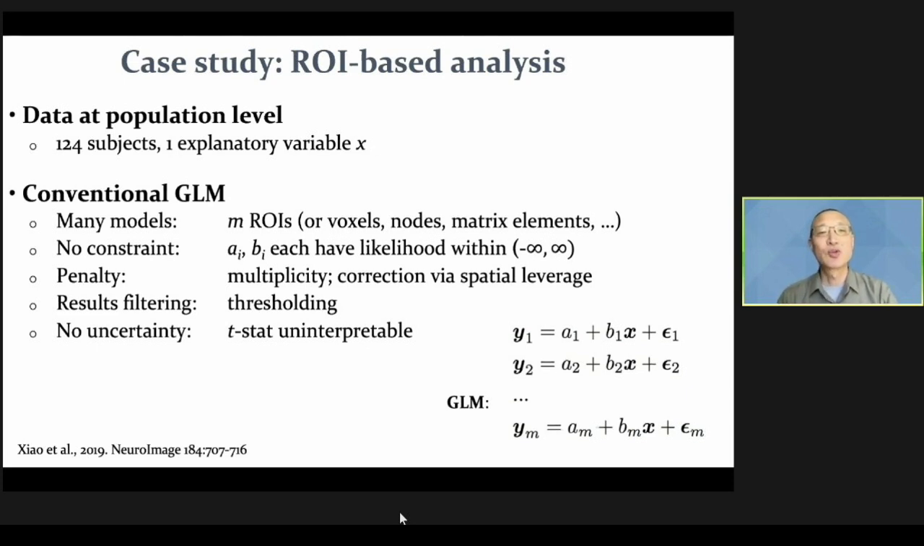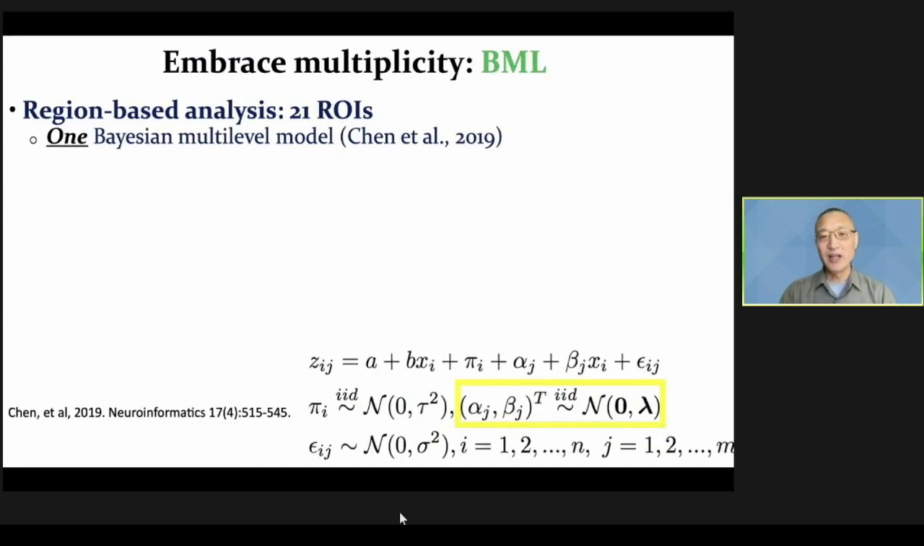Let's use one particular example to demonstrate the modeling approach. Suppose we have 124 subjects at the population level, and one experimental variable. With the traditional approach, if we have 21 ROIs, we basically build 21 general linear models. In this case, just a simple regression. So in the end, we have the multiple comparison issue, right? Alternatively, we just build one model at the bottom.